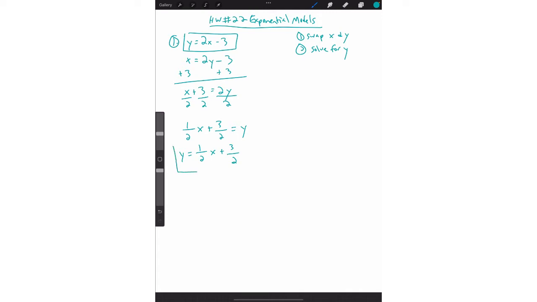Okay, so that is my inverse of y equals 2x minus 3. So I have y equals 2x minus 3 and y equals 1/2 x plus 3/2. And now I'm going to graph it.